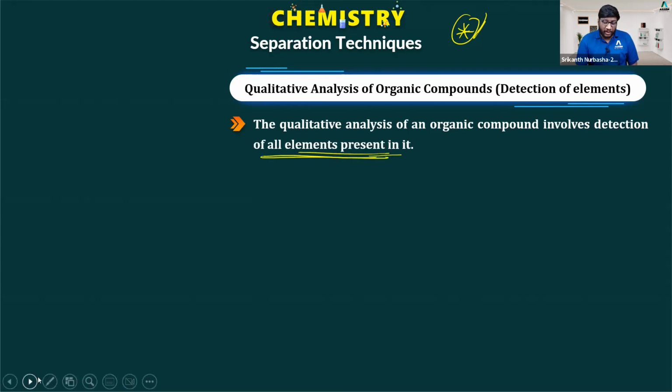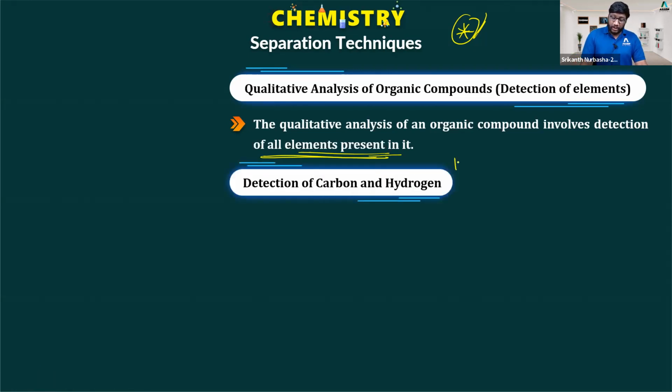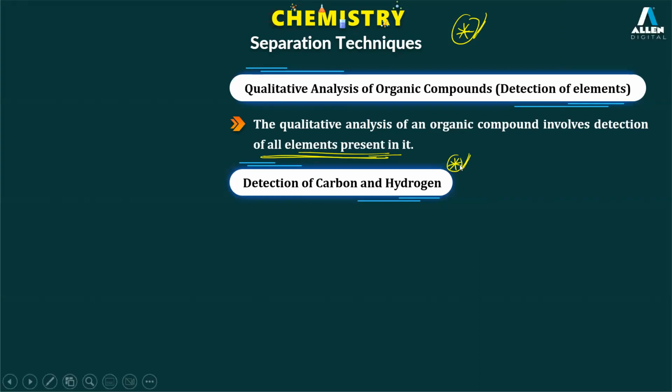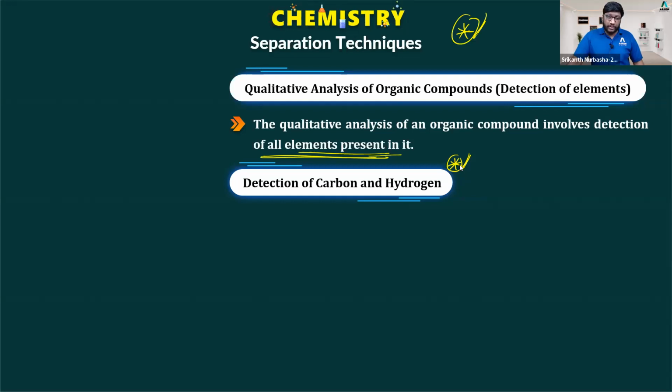How to detect carbon and hydrogen? Can anyone say? In the organic compound, if we obviously have carbon and hydrogen, how to detect them? Detection of carbon and hydrogen. Yes, please. By heating the compound with cupric oxide. Yeah, what happens? Why the heat?